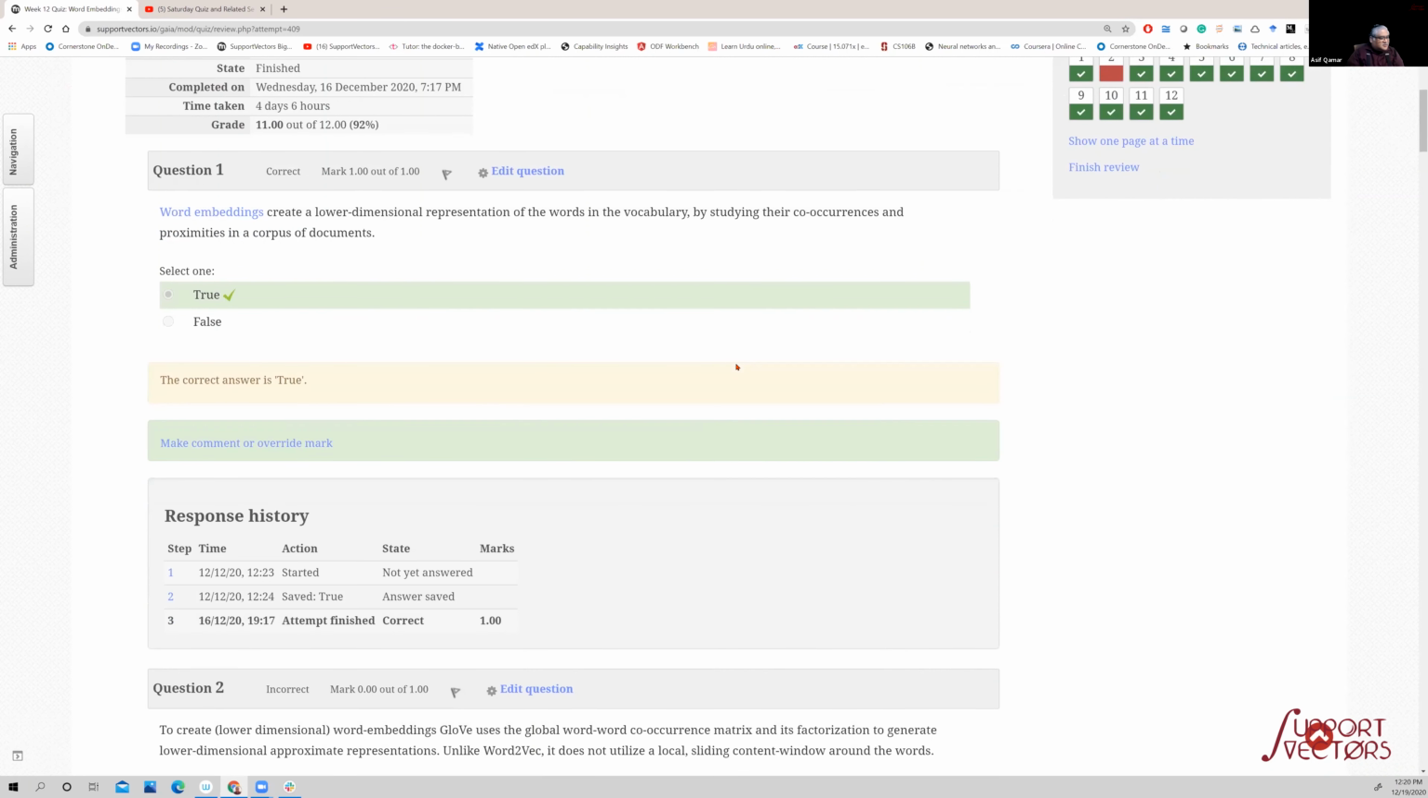All right, guys. So the first question was, word embeddings create a lower dimensional representation of the words in the vocabulary by studying their co-occurrences and proximities in the corpus of documents. So remember that all of NLP is done with reference to a corpus. The corpus is sort of the universal set of documents that you use to train a neural network, an NLP model, on. And a document is a more abstract thing. It could be a sentence, it could be a paragraph, it could be truly a file, the whole text in a file. So we use the word document in NLP in a more specific sense, and it differs from the colloquial use of the word document in popular language.